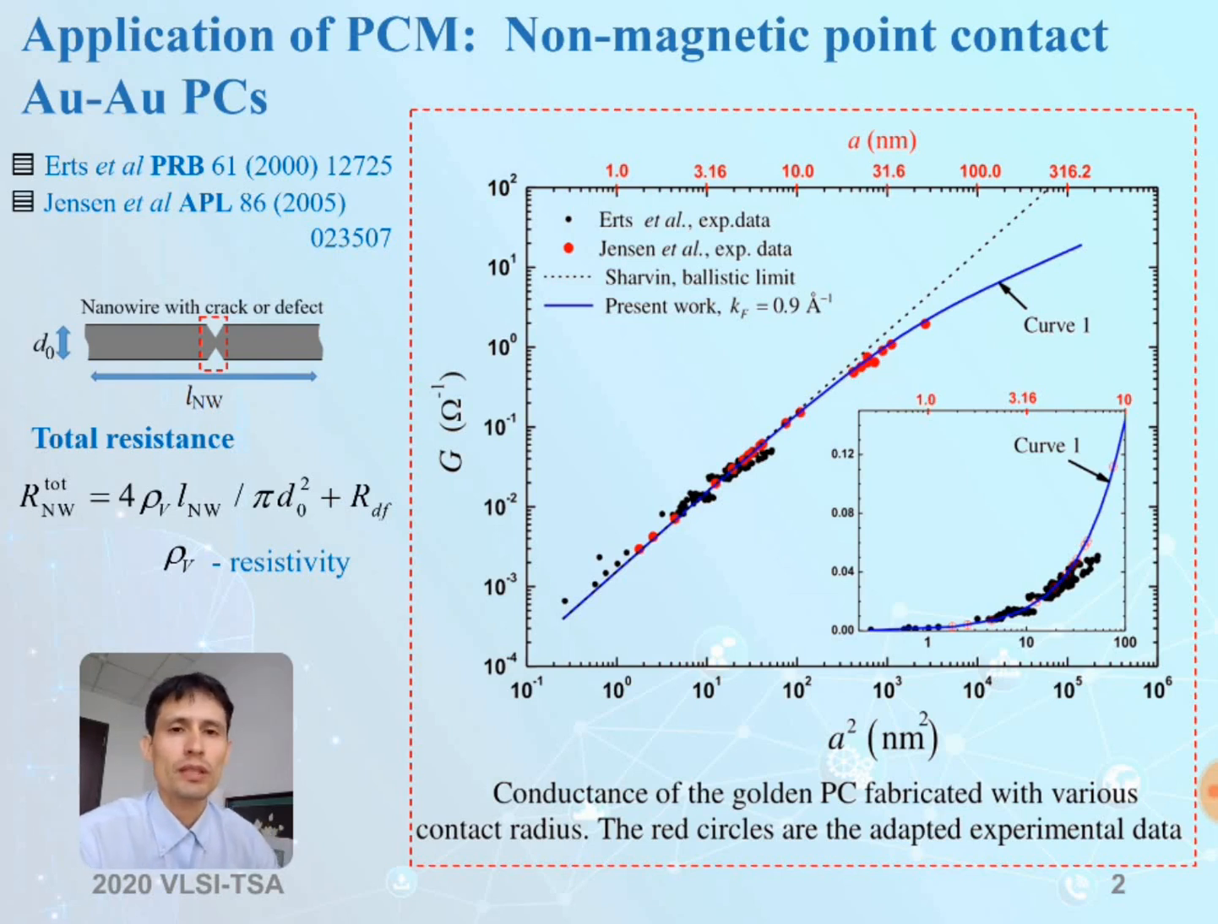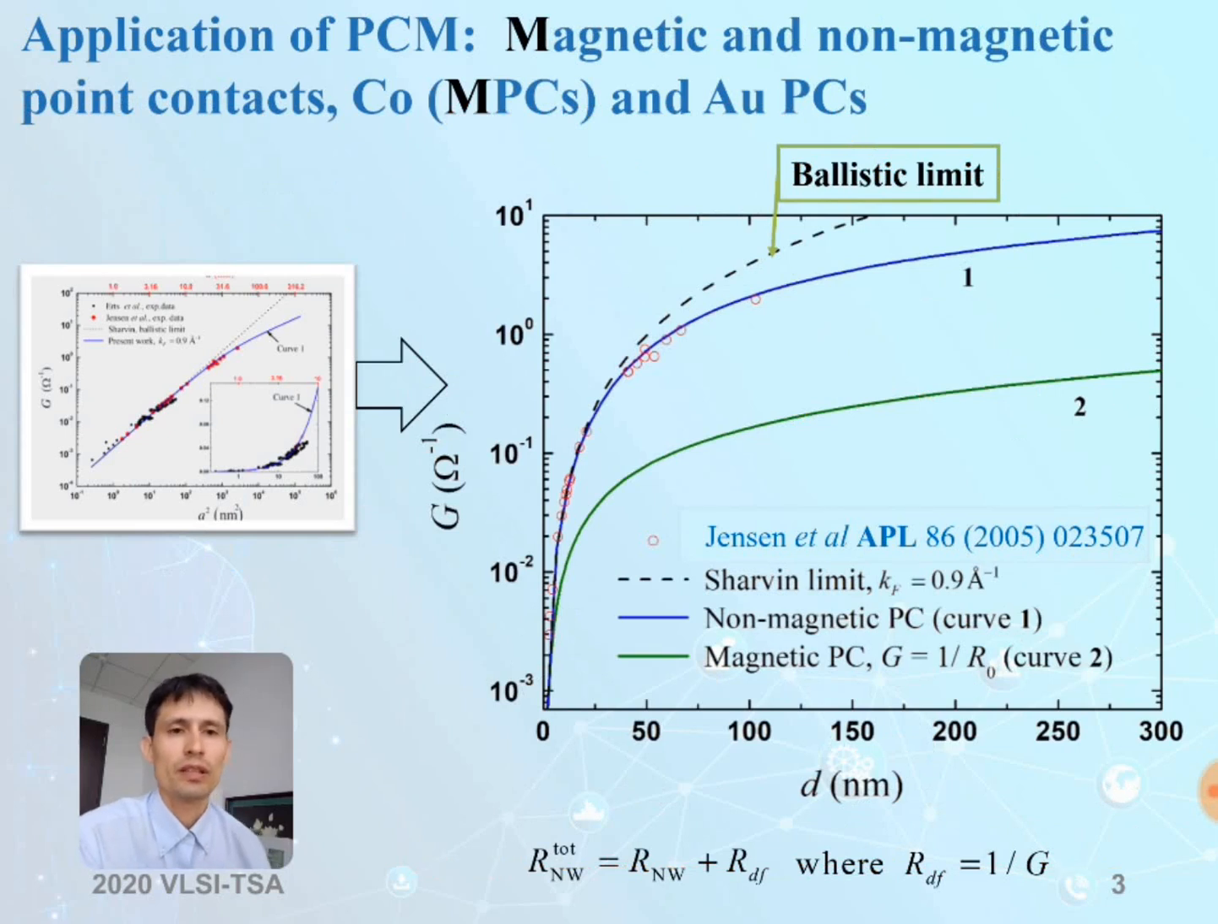The complete model describes spin-resolved conductance for the magnetic systems as well. The rescaled previous figure with an additional curve is shown here. This curve describes a conductance versus a diameter for the magnetic point contact. As a result, the total resistance of the nanowire is the summation of the resistance from homogeneous parts of the nanowire and the resistance of the point-like defect. The resistance of the defect is the inverted conductance.